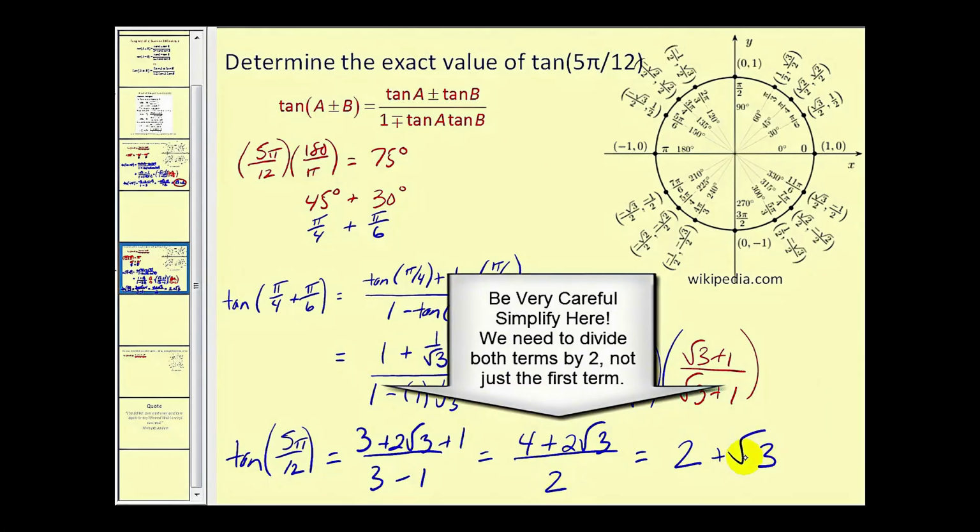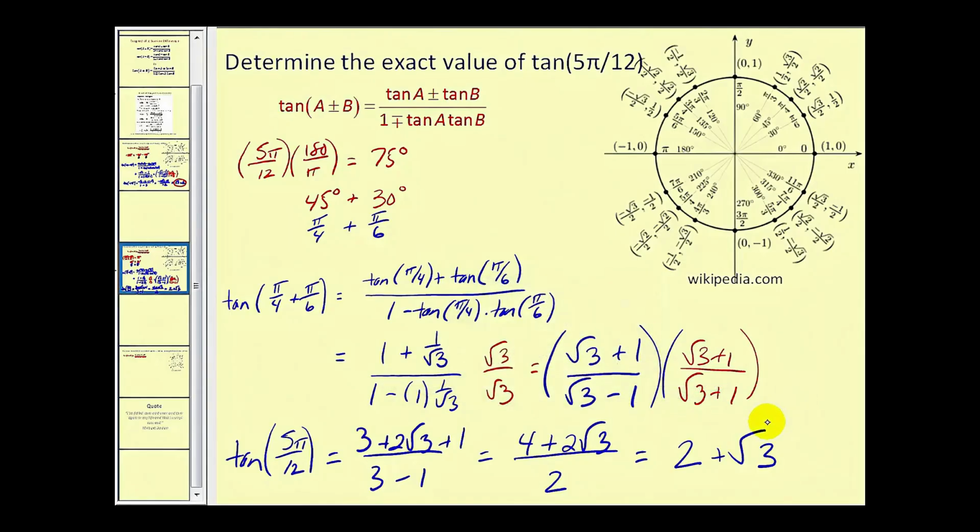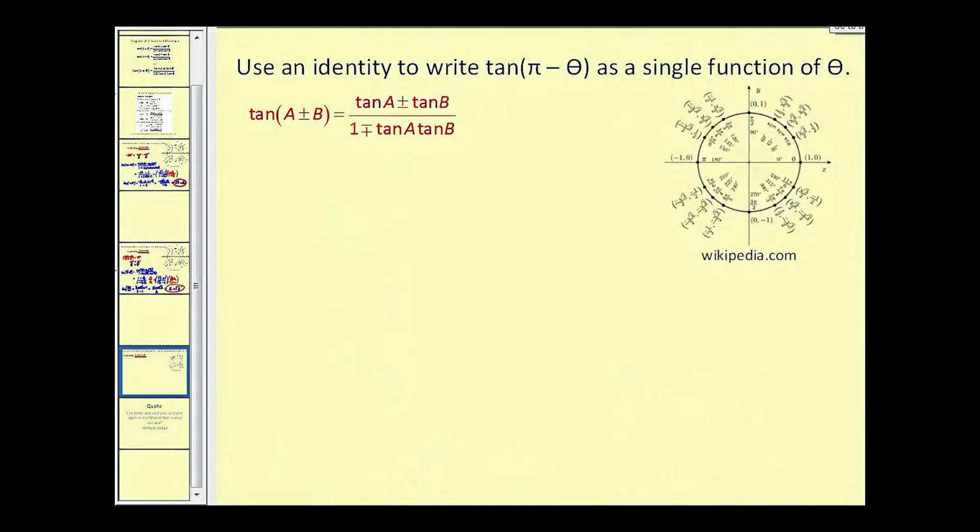So again, a lot of work algebraically, but we have found the exact value of tangent 5 pi divided by 12. And I think there's one more question. Use an identity to write tangent pi minus theta as a single function of theta. So let's see what happens when we apply this identity for tangent pi minus theta.